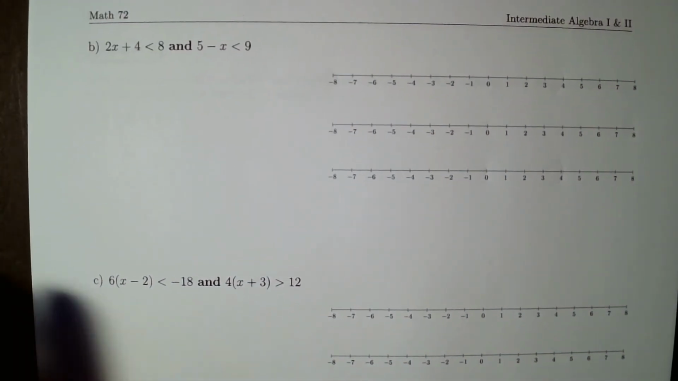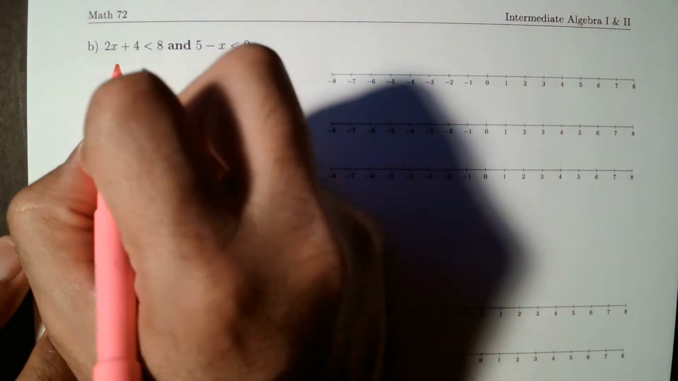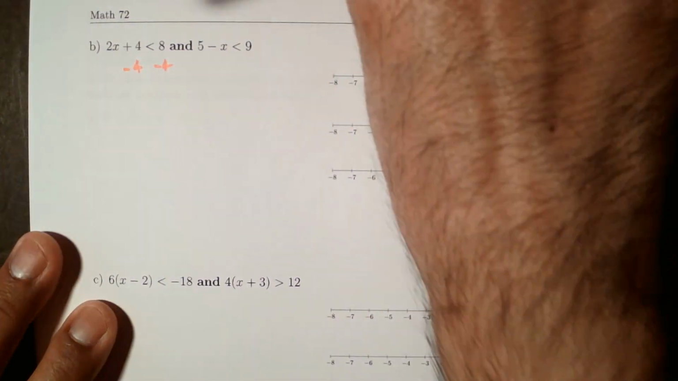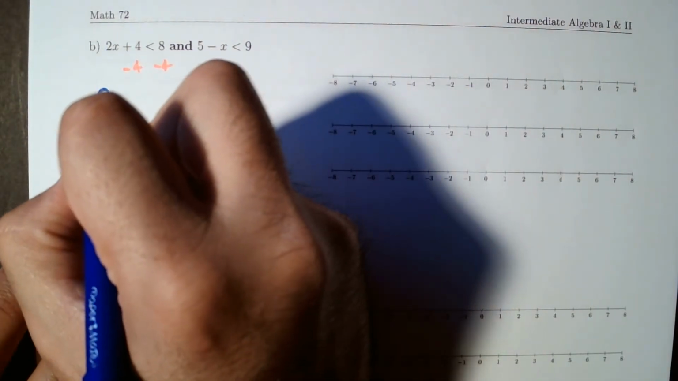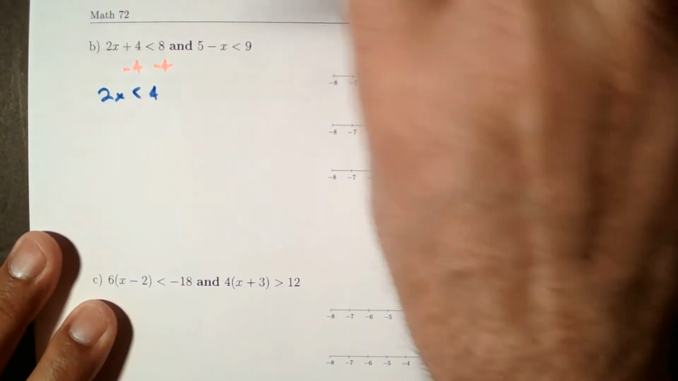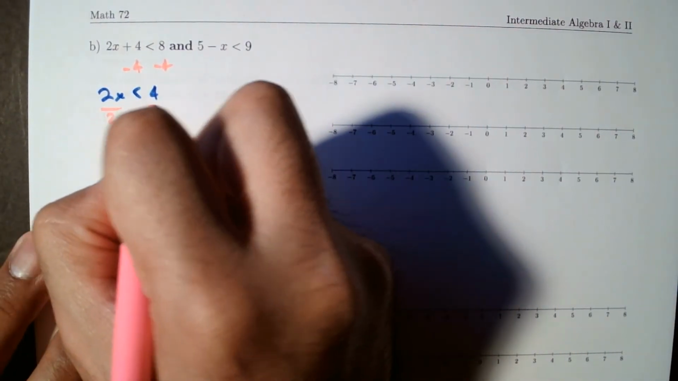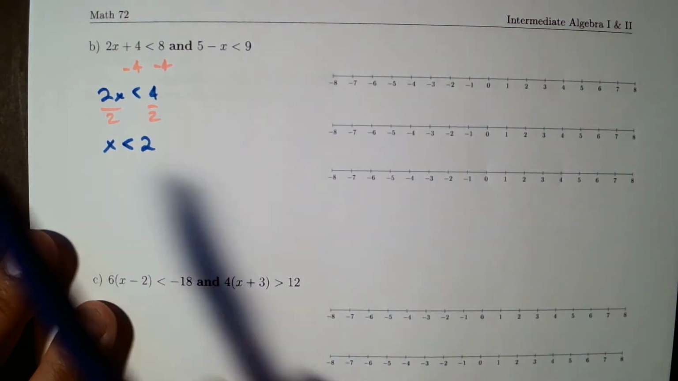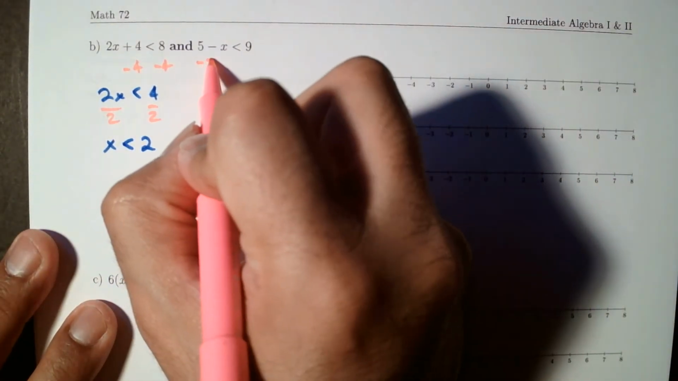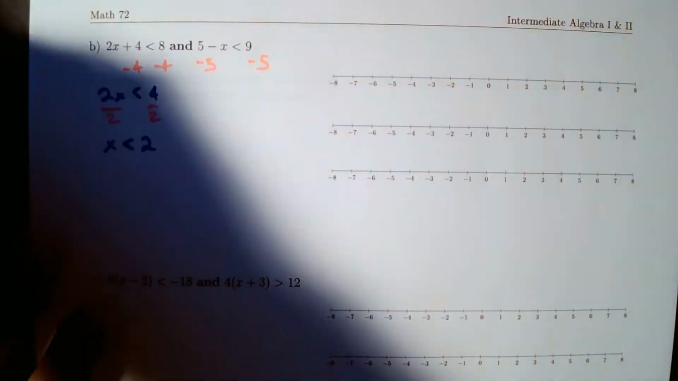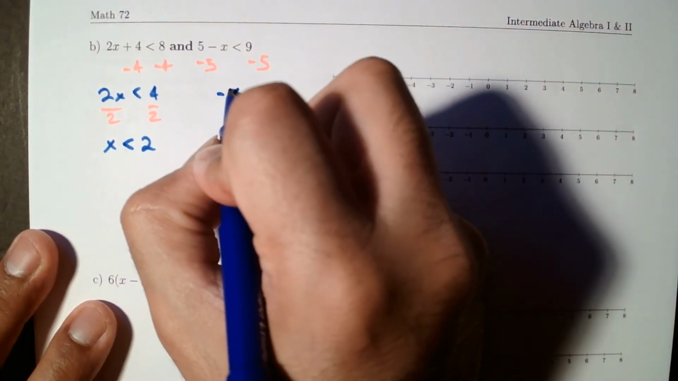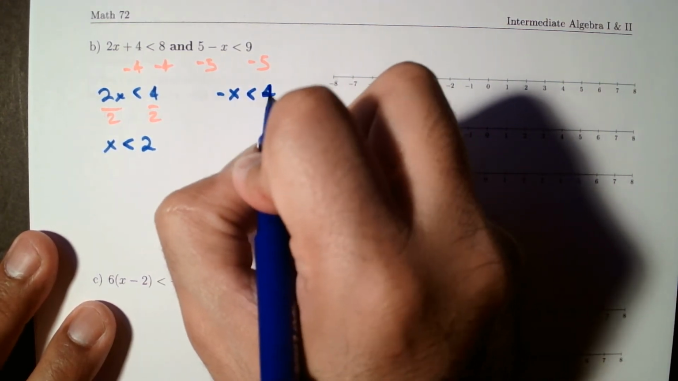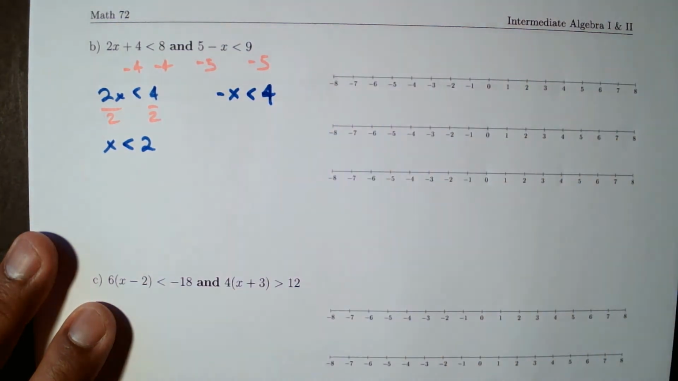2x plus 4 less than 8. So let's solve each inequality individually. Subtract 4 from both sides to get 2x less than 4, and then divide both sides by 2 to get x less than 2. Alright, now let's look at the other one. Subtract 5 from both sides to get, be careful with signs here, negative x less than positive 4 actually. 9 minus 5 is 4.